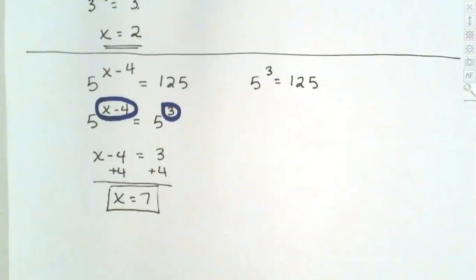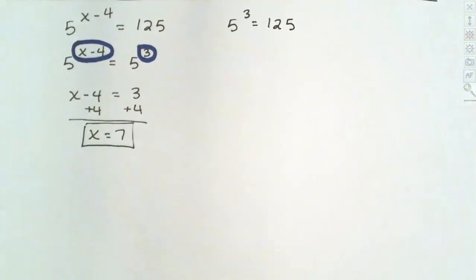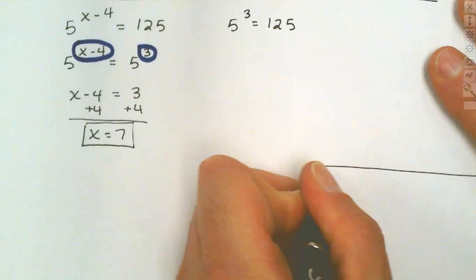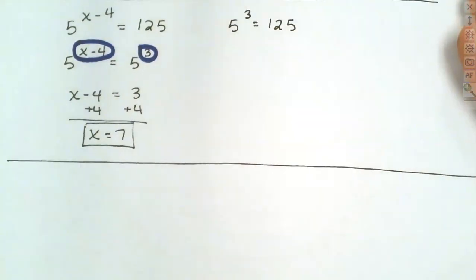We want to make sure that these bases are the same so we can get the same exponents. And in some cases, you may need to make sure that the exponents are the same so you can get the same base. We'll talk about those here in a moment. Let's try another one.